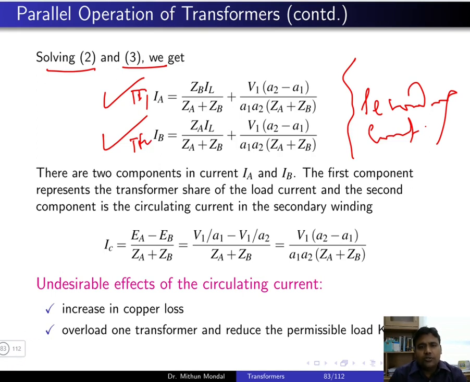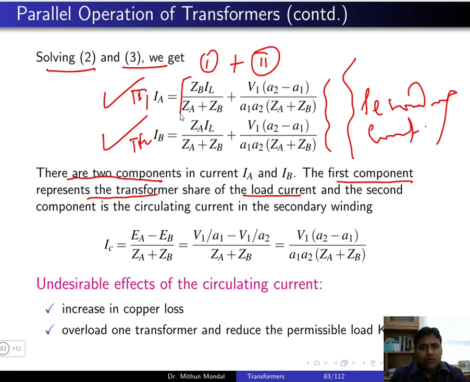Now let us observe this equation carefully. What is happening in this equation? There are two components in this equation. This is component 1 and this is component 2. So basically there are two components in the current. The first component represents the transformer's share of the load current.